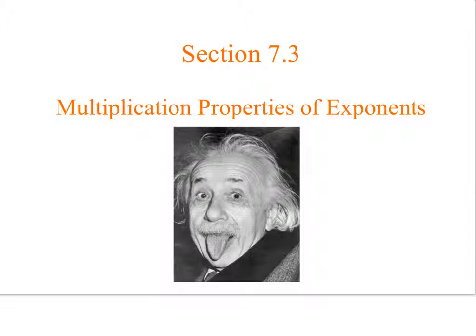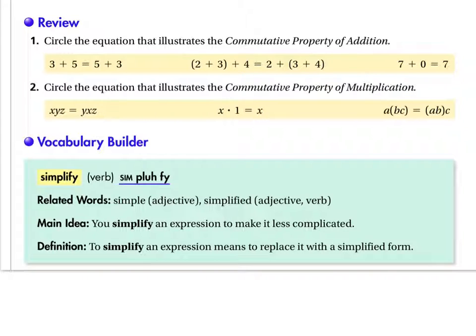Welcome to Algebra, Chapter 7, Section 3. Take a look at this. In problem 1, circle the commutative property of addition example. And number 2, circle the example of commutative property of multiplication.